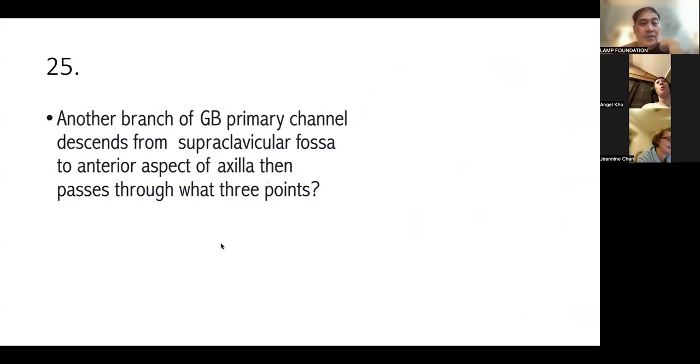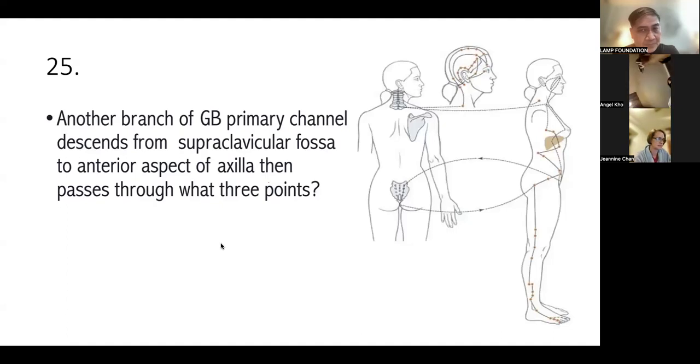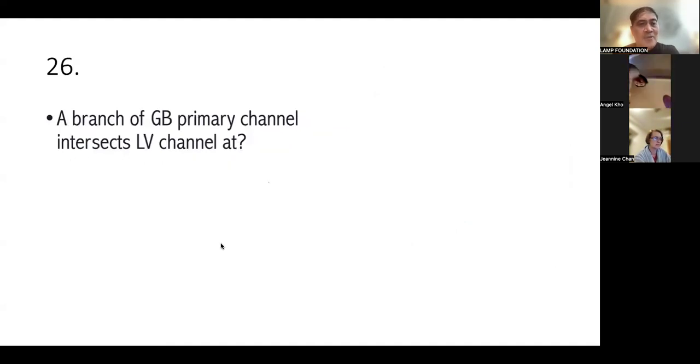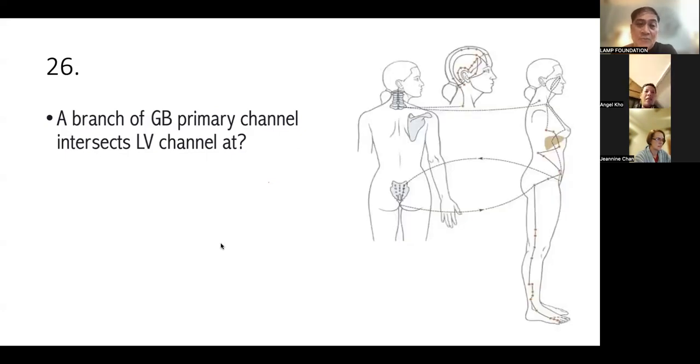Number 25, another branch of the GB primary channel descends from the supraclavicular fossa to the anterior aspect of the axilla, then passes through what three points? At GB22, GB23, and GB24. A branch of the GB primary channel intersects the liver channel at what point? Liver 13. This is called the front move of the spleen. So they are all connected.